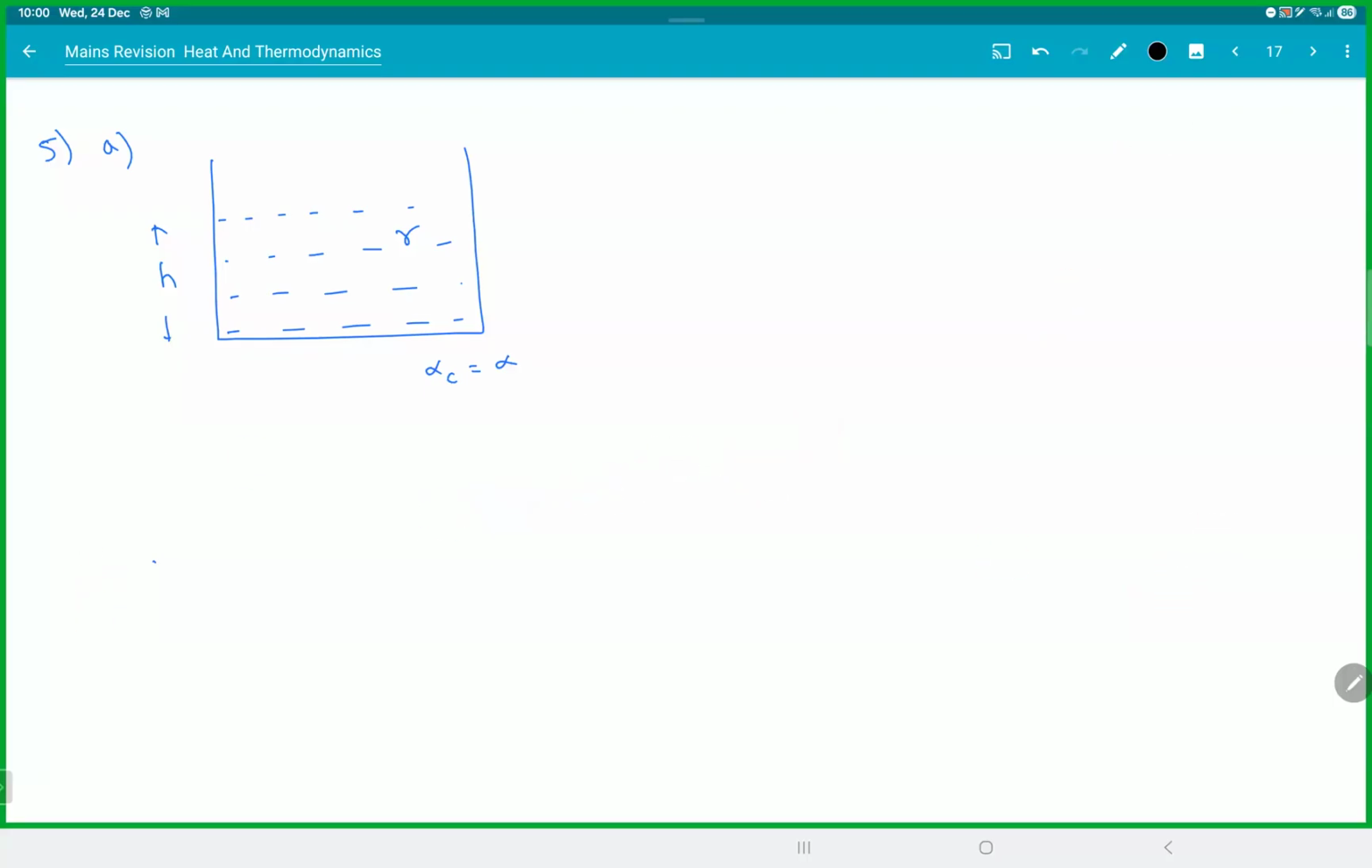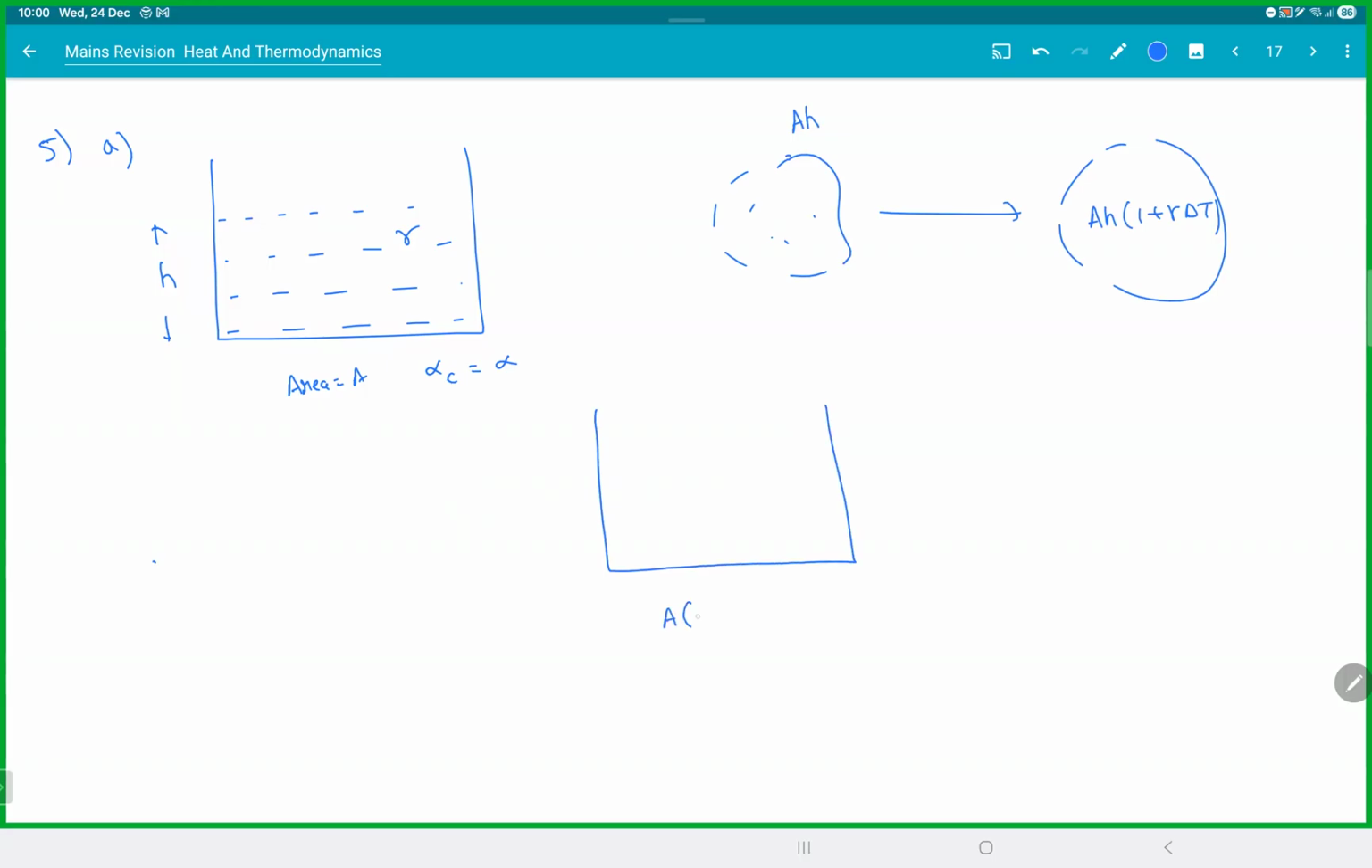First, let's take all the water outside. Let the area be A. Take out the water outside, so this volume will be A into H. When you increase the temperature, the volume will become A into H into 1 plus gamma delta T. Now the container also becomes bigger. The container area becomes A into 1 plus 2 alpha delta T.